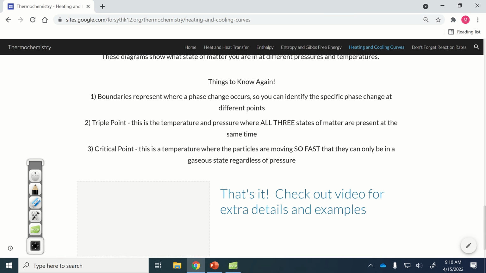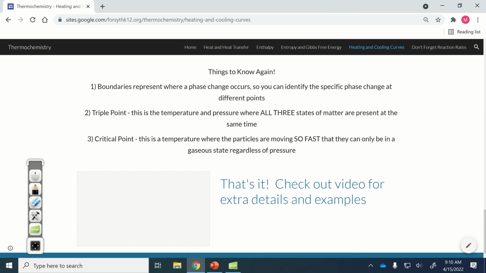So again, things to know: boundaries represent where the phase change occurs. Triple point, the temperature and pressure where all three states of matter exist. Critical point, a temperature where the particles are moving so fast that they can only be in a gaseous state regardless of the pressure. All right? So it's just another way to give you some charts to look at to understand how the states of matter are changing. It helps looking at temperature and energy as well as temperature and pressure with the two different diagrams. That's pretty much it. Thank you.